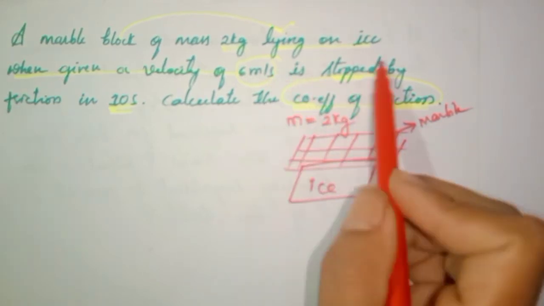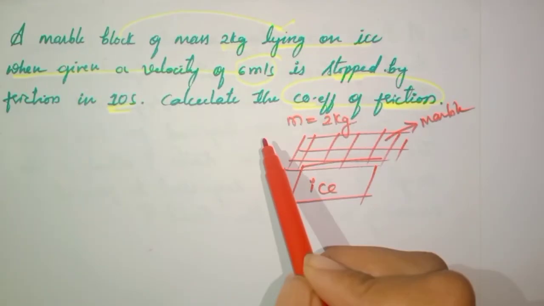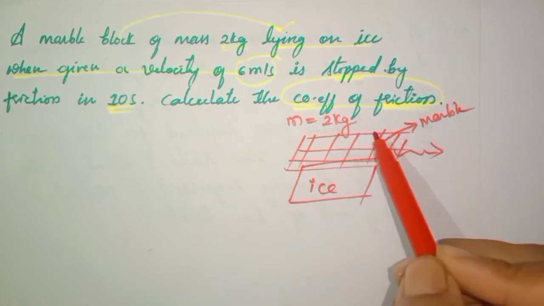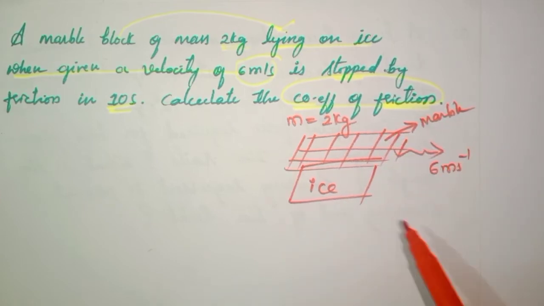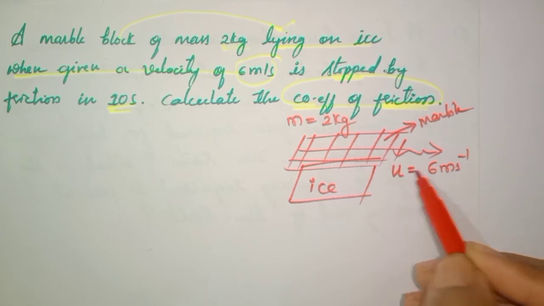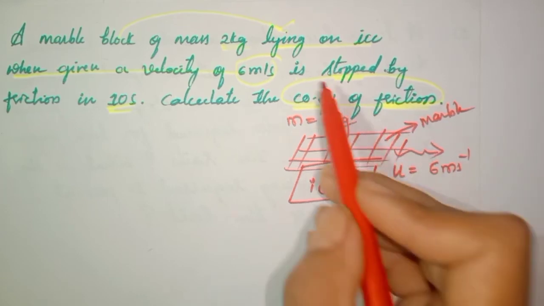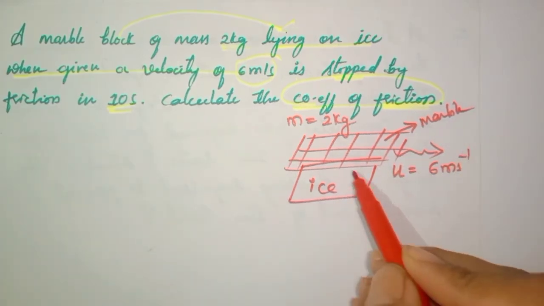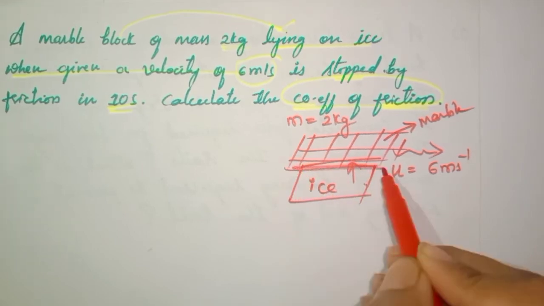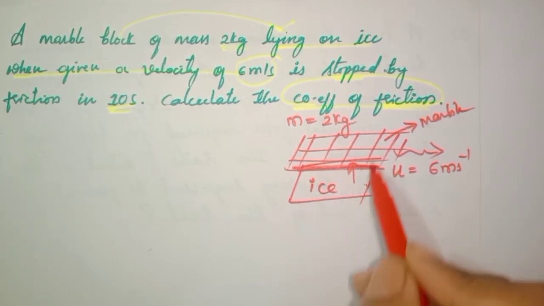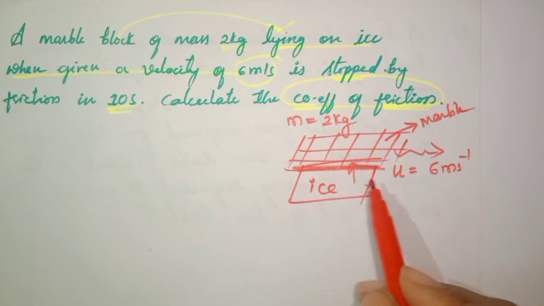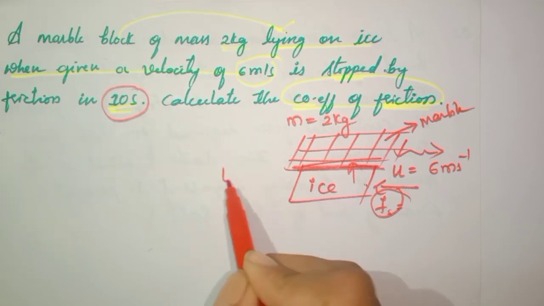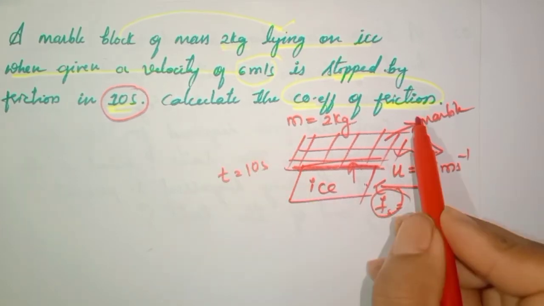On ice, when given a velocity of 6 meter per second. So when this marble moves with a velocity of 6 meter per second, this is the initial velocity of the marble with which it starts to move. It is stopped by friction. Because of the friction offered by the surface of the ice, the marble gets stopped. Is it clear? Then in how many seconds it stops? It stops in 10 seconds. So they had given t is 10 seconds.